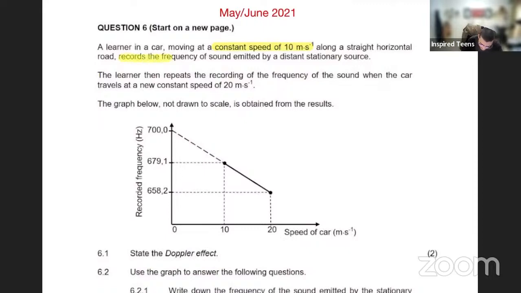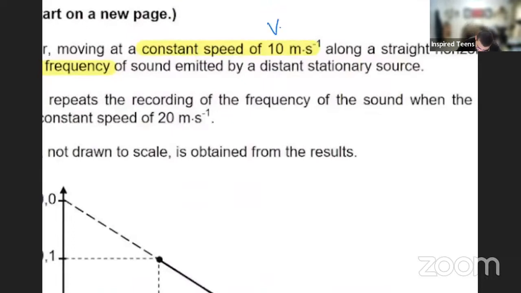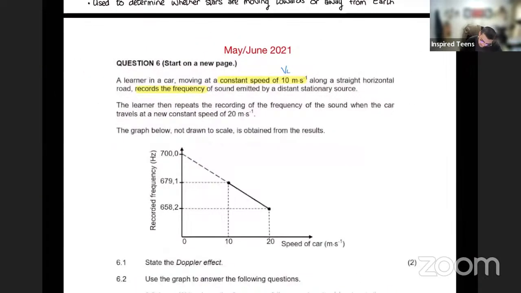This tells us what? This is the listener. They record the frequency. This is the listener. So this is the velocity of the listener. Okay. Then let's read further.